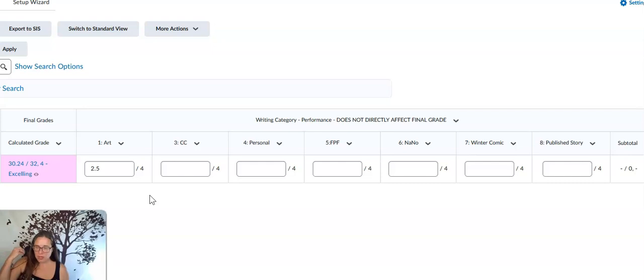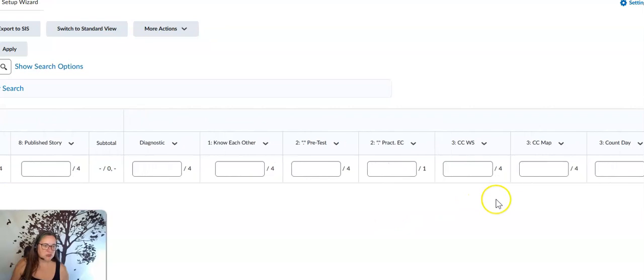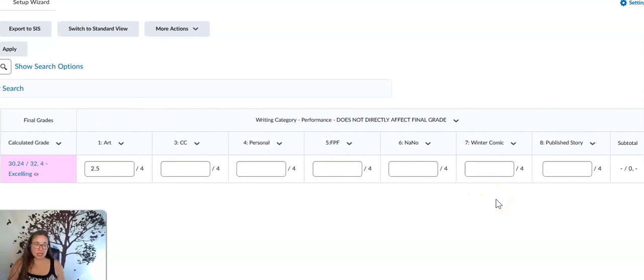Okay. This does not directly affect your grade, but this is really just there so that you can see, well, how did I do on that assignment? Oh, I only got a 2.5. I got to try a little harder. And then you can go in and see which standard you need to work harder on to get a better grade next time. So that is the only purpose of this category. So you can see what you got on the paper, but really what counts is the standards for each category.